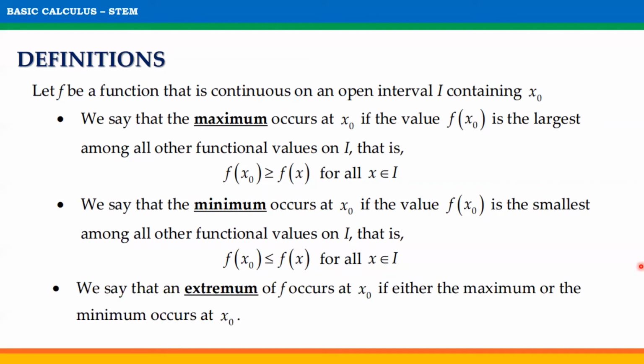Therefore, we say that an extremum of f occurs at x sub 0 if either the maximum or the minimum value occurs at x sub 0. Note that an extremum can be either a minimum or a maximum value. However, if we will be solving for both minimum and maximum values, we say that to be extrema.